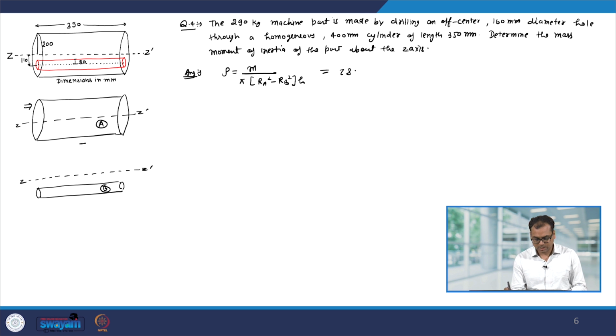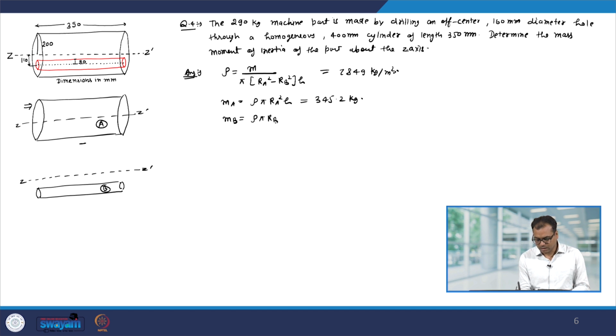This comes out to be 7849 kg per meter cube. Okay. Now, the mass of A is equal to rho pi r_a square into h. Now, rho is known and all other parameters are also known. So, this you can find out, it will be 345.2 kg. Similarly, the mass of B will be rho pi r_b square h and that is equal to 55.2 kg.